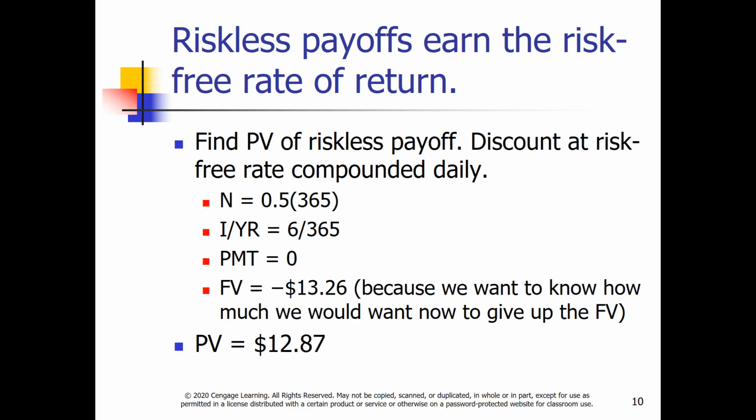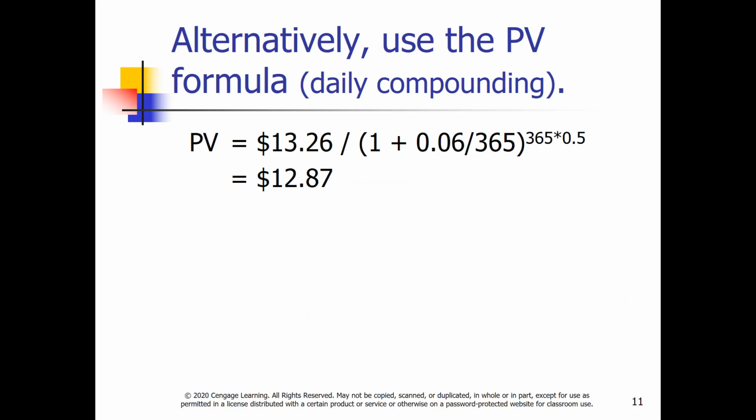If the payoff either way is 13.26 at the end of 6 months, then the portfolio of stock and option is riskless, so the appropriate discount rate is the risk-free rate. So what's the PV of that payoff amount? Discounted at 6% per year for a half a year on a daily basis, today our portfolio would be worth $12.87. Alternately, we could just use the PV formula to arrive at the current value of $12.87.